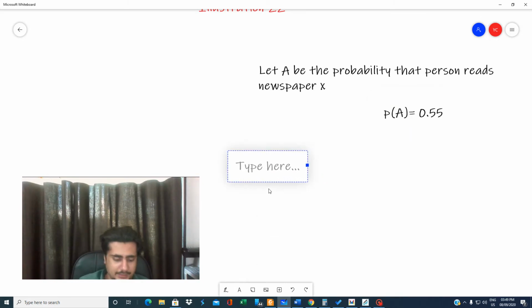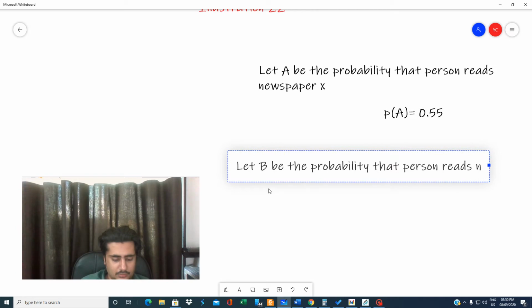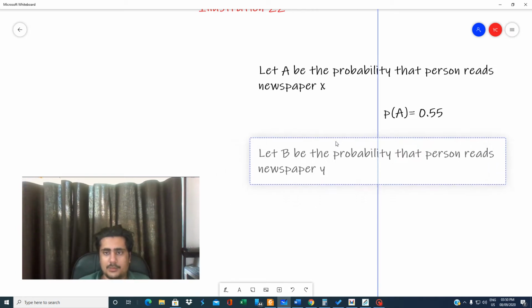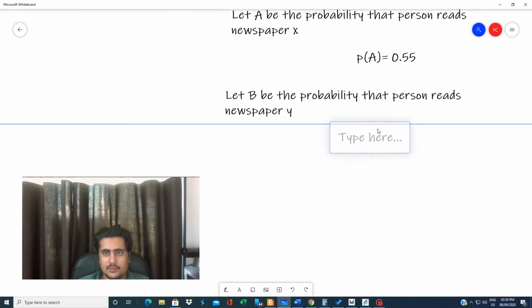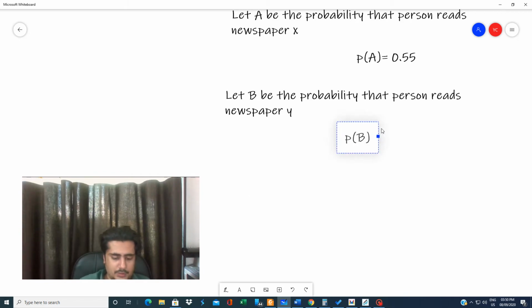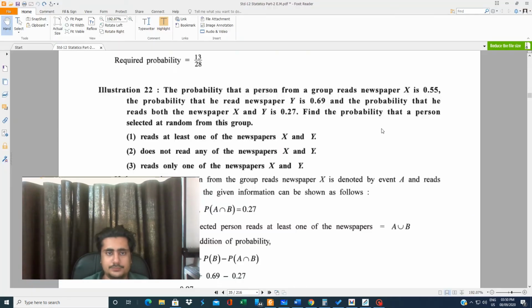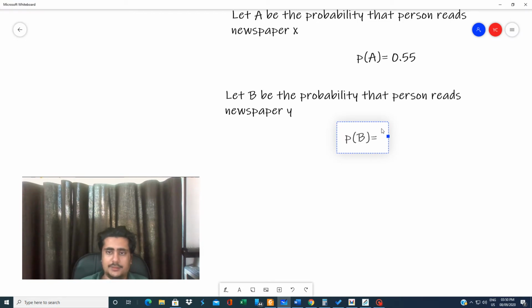Then let B be the probability that a person reads newspaper Y. So P of B is equal to 0.16.